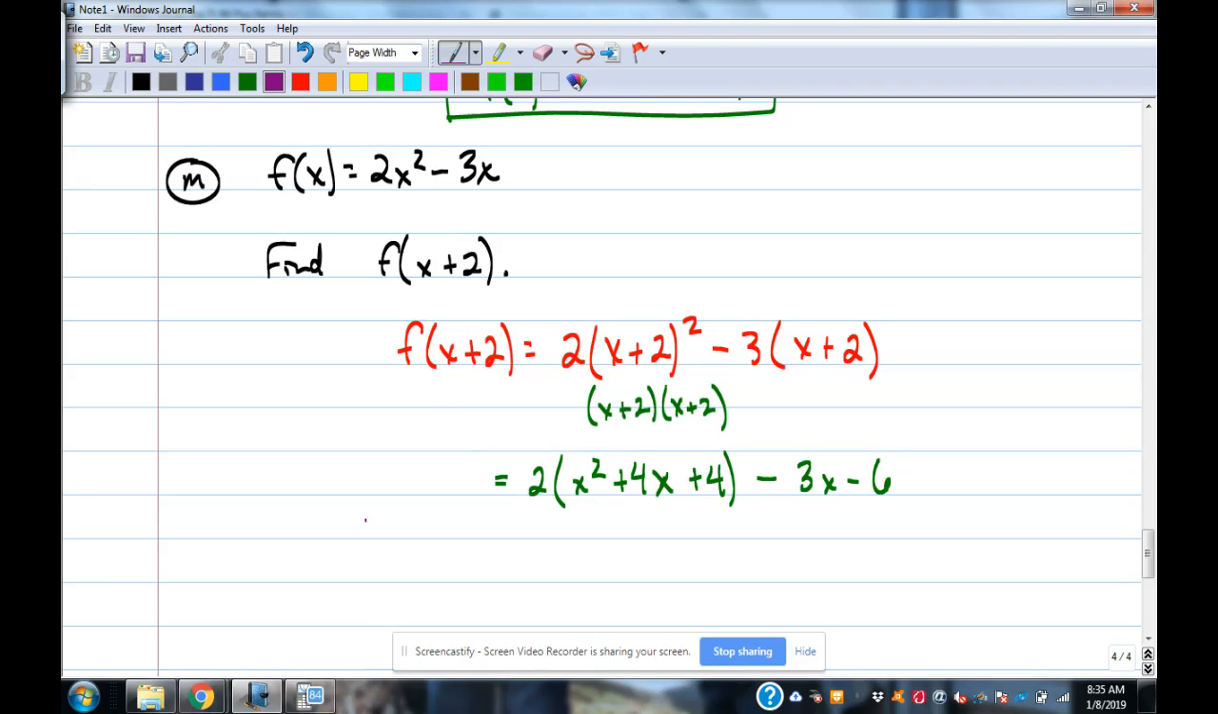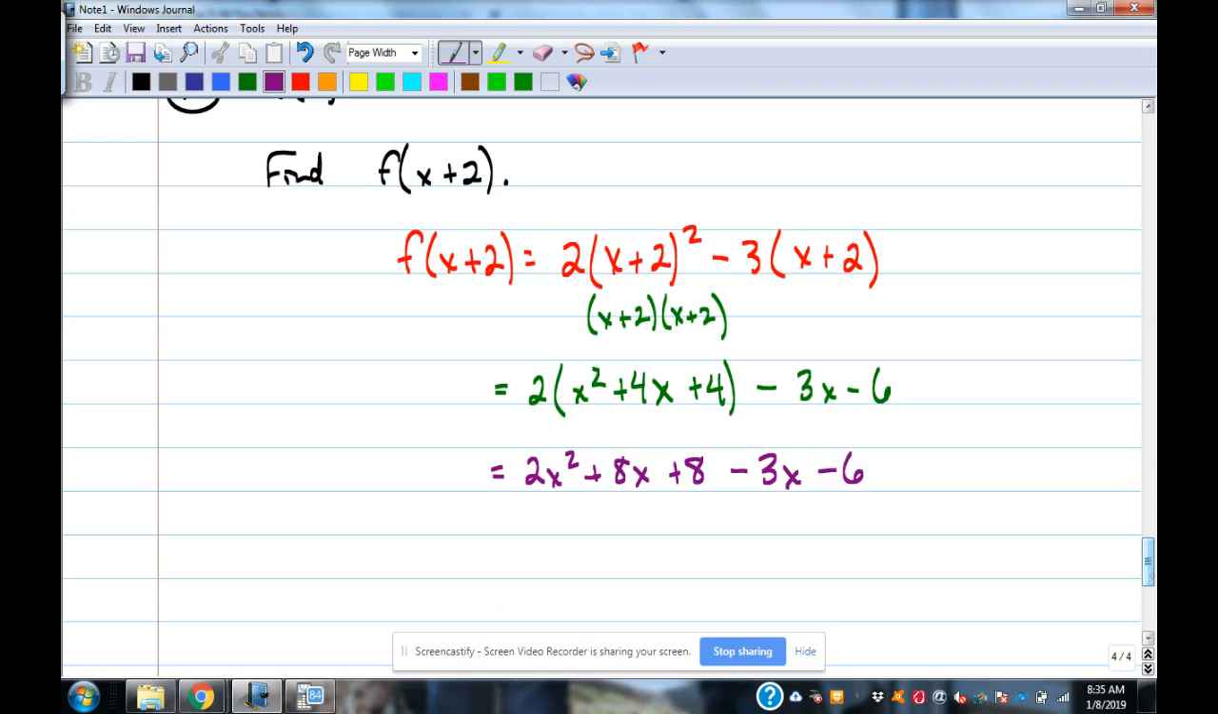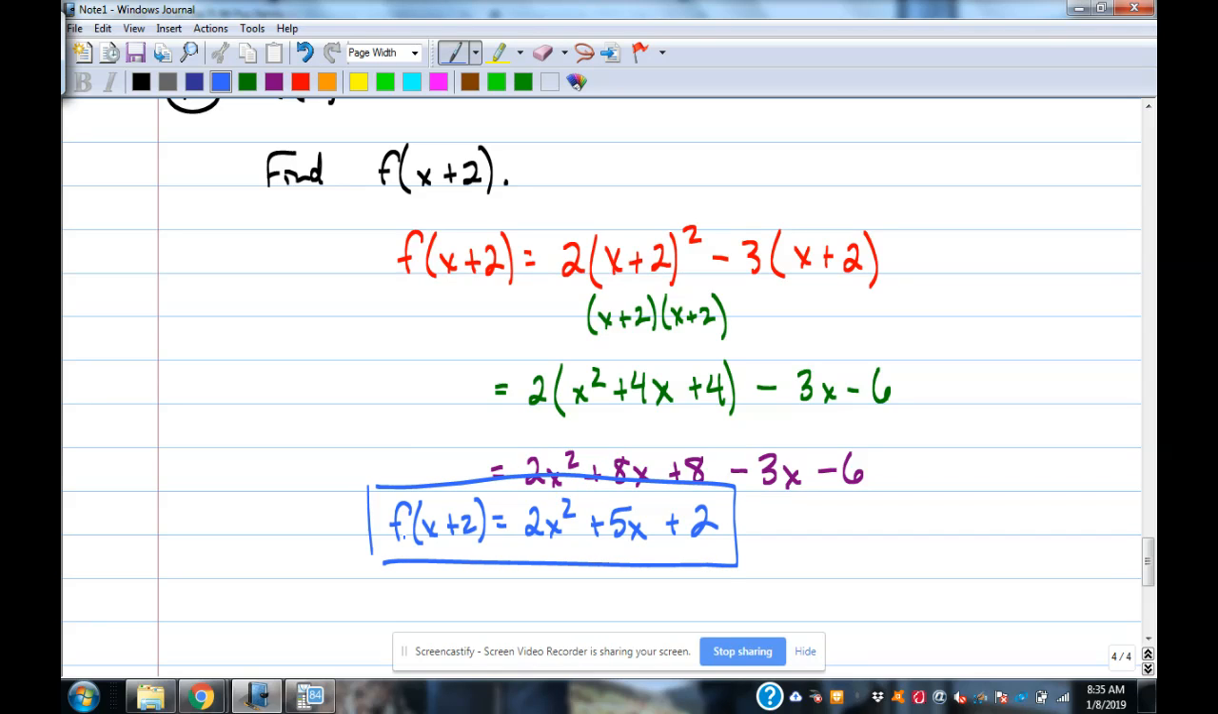And then we distribute the 2 across. 2x squared plus 8x plus 8 minus 3x minus 6. And what do we do from there? Like terms. So 2x squared plus 5x plus 2. Manipulated that function with an x plus 2.